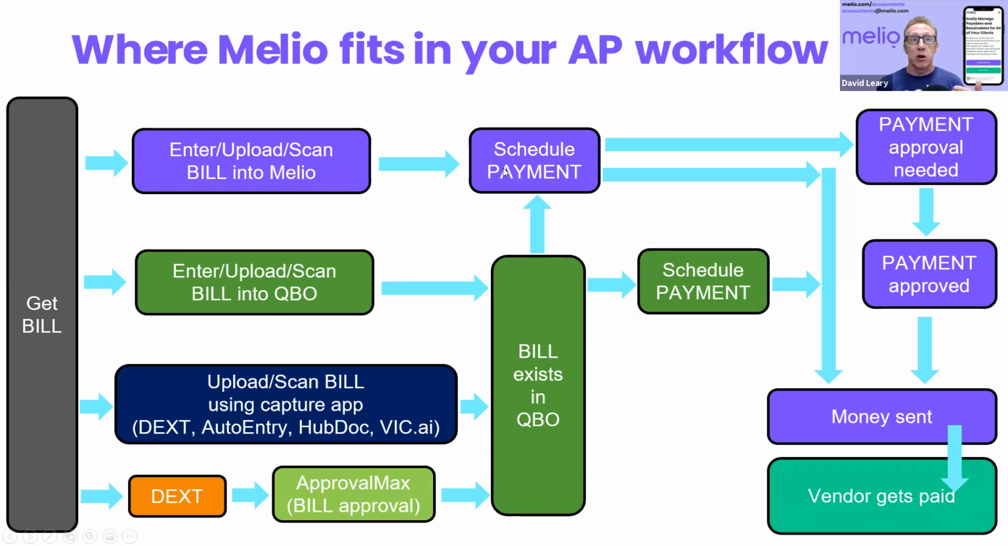So you can use Melio in the simplest form where you just scan a bill and pay a bill, to a very complex form where you use Dext, use Approval Max to approve the bill, move it through QuickBooks, use Melio to pay it, and then you have an approval of the payment. So it's a bigger workflow as that money goes through.